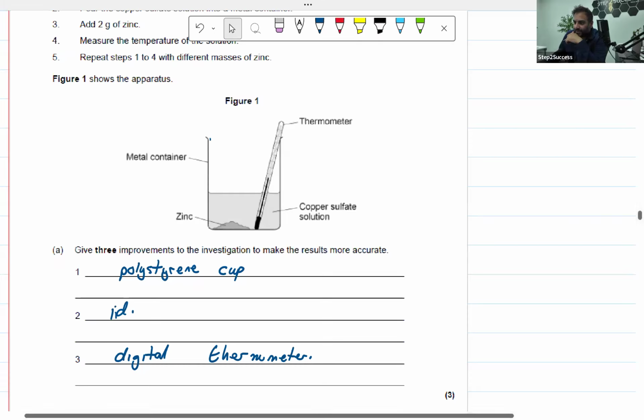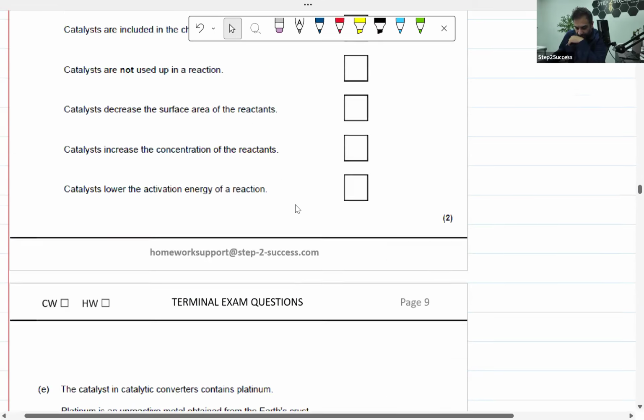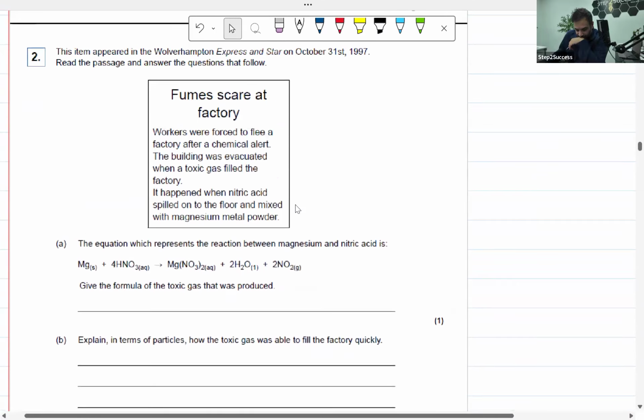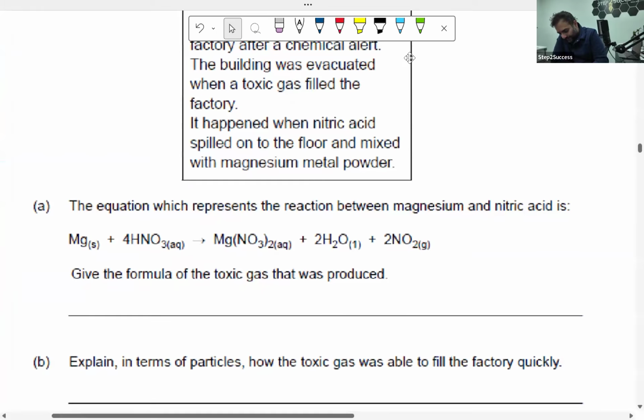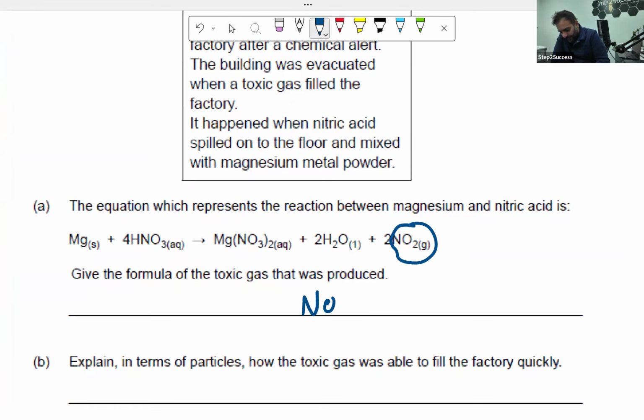Right, 2B and D. Let's have a look at that. Let me read this. Workers were forced to flee a factory after a chemical alert. The building was evacuated when a toxic gas filled the factory. It happened when nitric acid spilled on the floor and mixed with magnesium metal powder. Give the formula of the toxic gas produced. Well, it must be this, right? So NO2, if you put the 2 in front of it, should be fine. But the products are there, and the only one of those that's a gas is there.